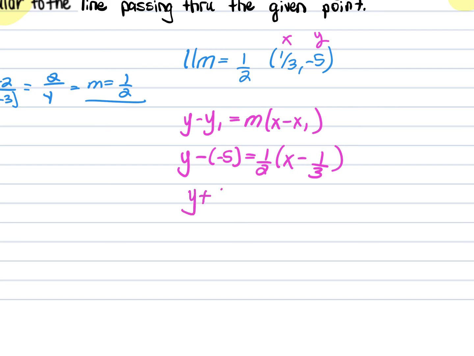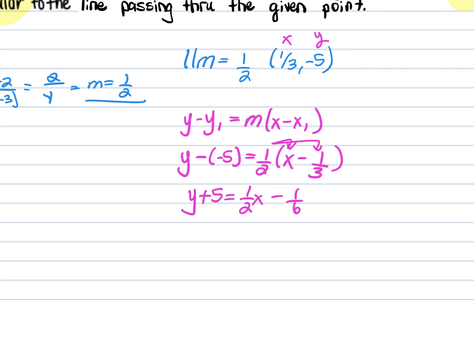So y plus 5 equals, what do I do with this 1/2? You distribute it, you multiply. So 1/2 times x is 1/2 x. What's 1/2 times -1/3? 1/6. Good. You multiply numerators, multiply denominators. We've got our negative sign.